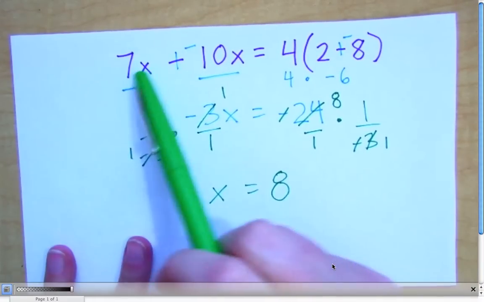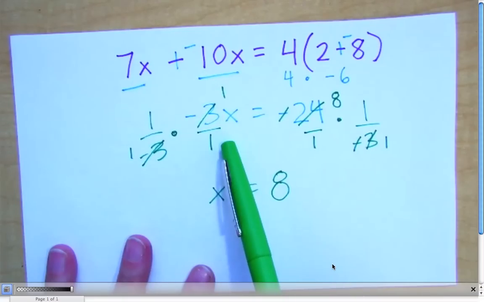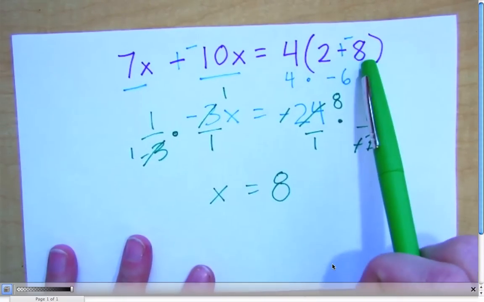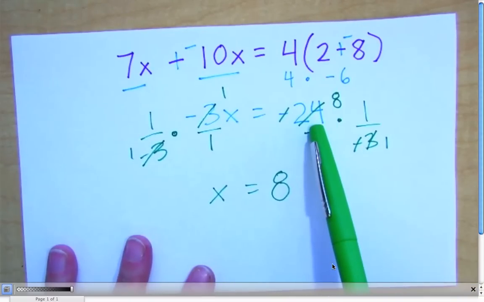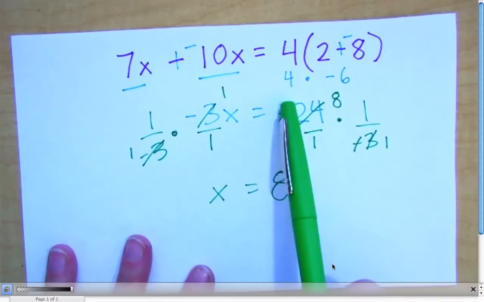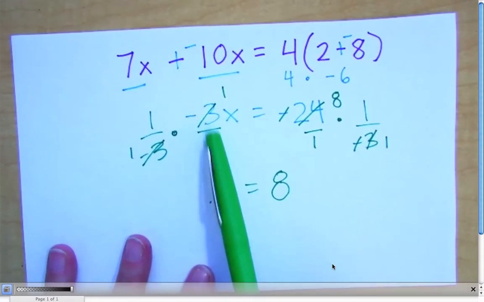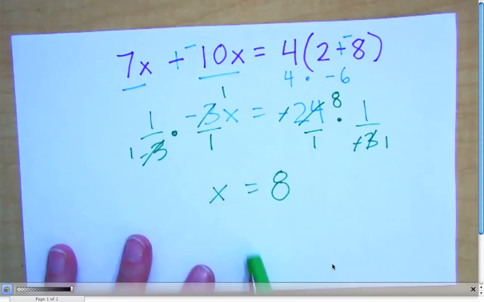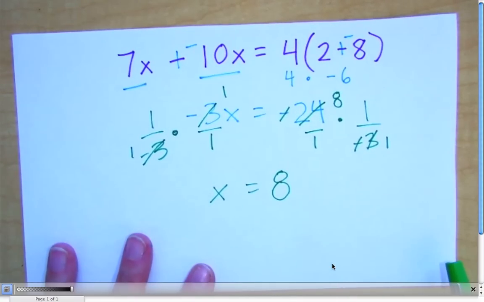So on this one, I combine my like terms on the left side. 7x negative 10x is negative 3x. On the right side, I also simplified. 2 and negative 8 is negative 6. Negative 6 times 4 is negative 24. Once I am done simplifying, I switch to my green, and I'm now solving, applying the reciprocal of my coefficient to both sides. And then I just simplify it down because now I've isolated my variable. And that's it.